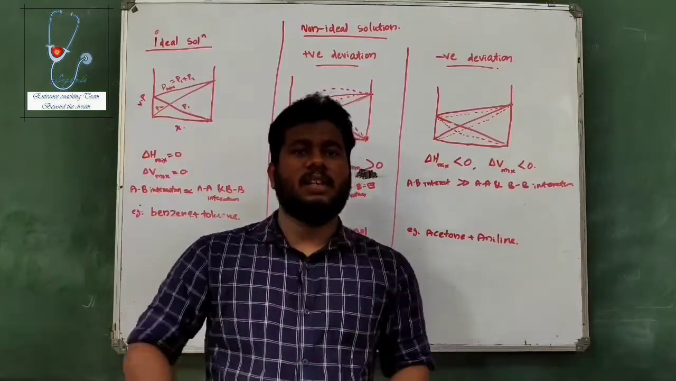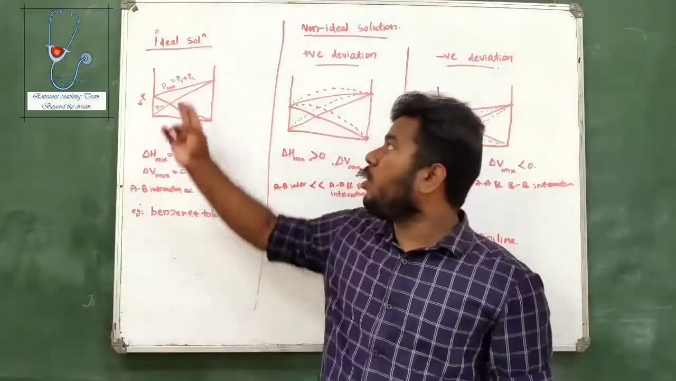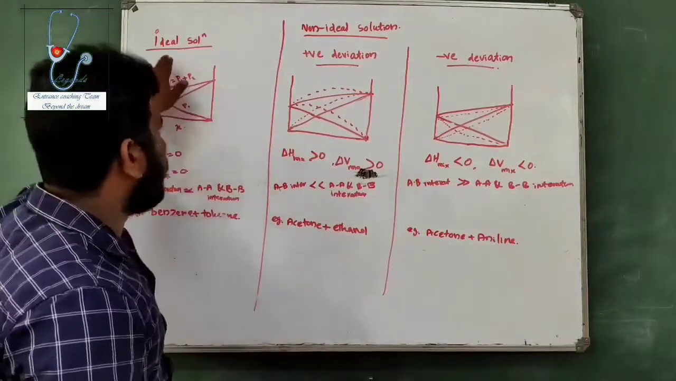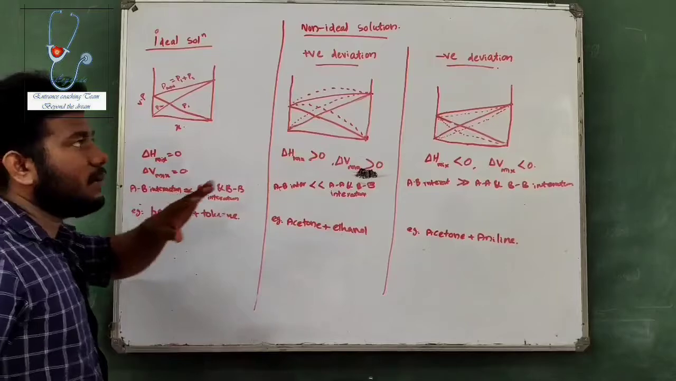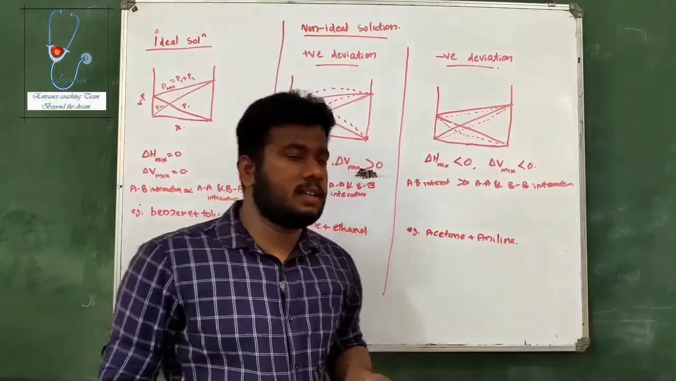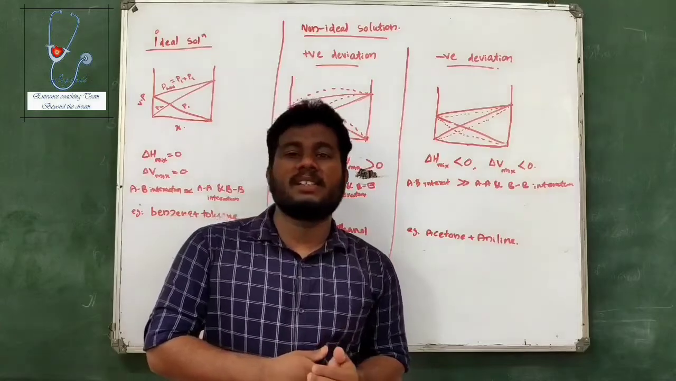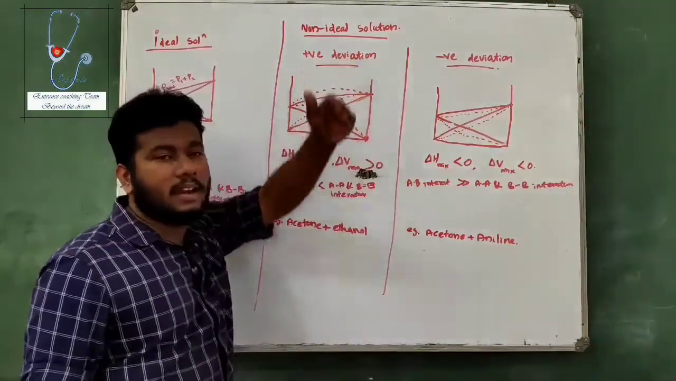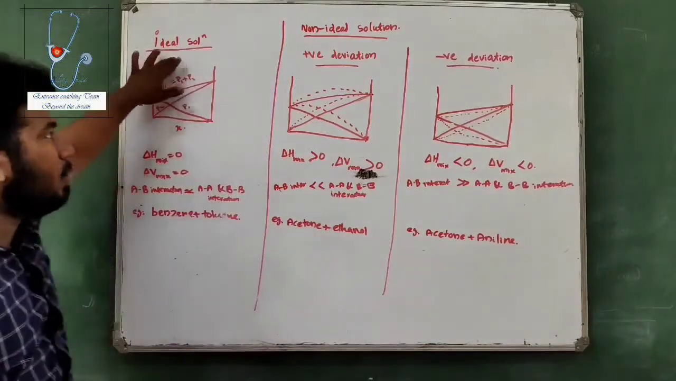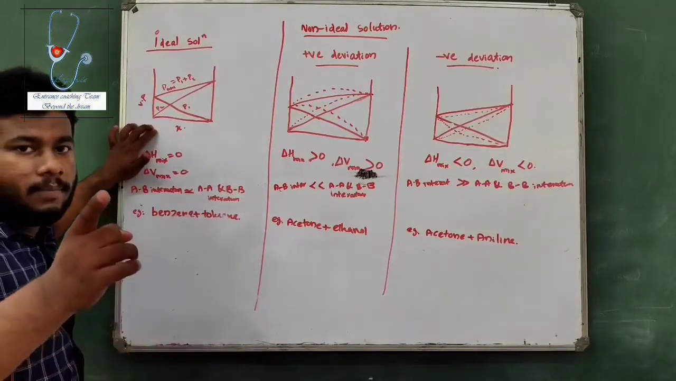What is an ideal solution? An ideal solution is a solution which obeys Raoult's law over the entire range of concentration. Then what is a non-ideal solution? A non-ideal solution does not obey Raoult's law over the entire range of concentration. An ideal solution obeys Raoult's law. Okay, then come to ideal solution.